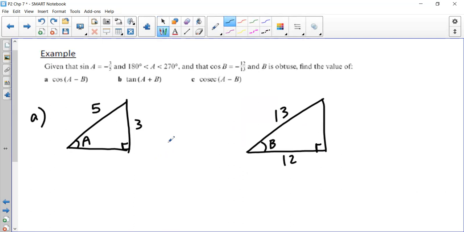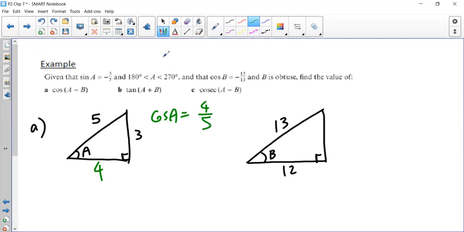From here, what we can do is write down the values of cos and sine. So what's cos A? If I work out the 3, 4, 5 triangle, it'll be 4/5. Now, the question is, the sign does come into play. We know A is between 180 degree and 270 degree. In a CAST diagram, between 180 to 270 is here.